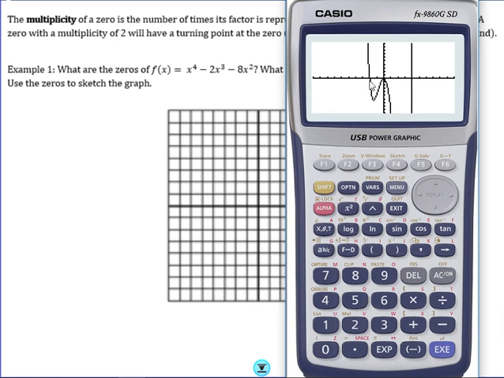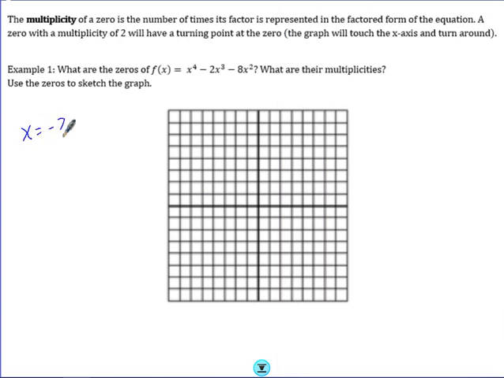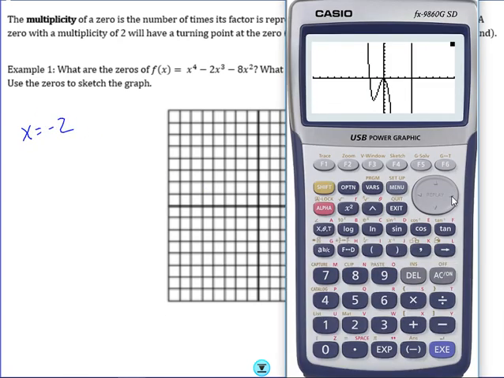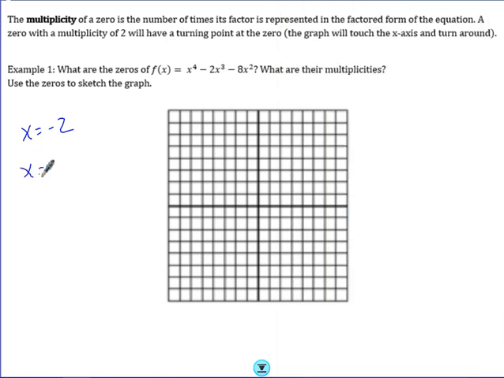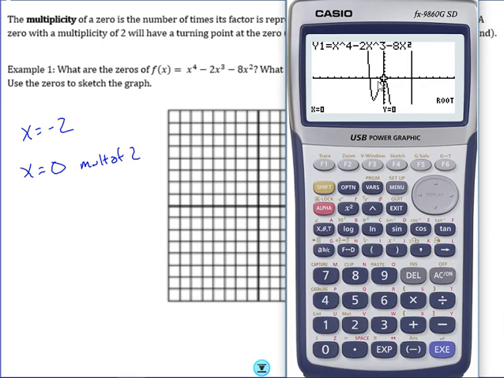So if I look at this graph, I count 1, 2, 3 zeros, 3 places where it crosses the x-axis. And this one right here, whatever this is, has a multiplicity of 2 because it hits the x-axis and then turns around. So we're going to find the zeros the same way you did with quadratics. We're going to do G-Solve and Root, and I'm going to write them down. So I have a 0 at x equals -2. Then I use my arrow to go over. I have a 0 at x equals 0. And this one has a multiplicity of 2 because that's where the graph hits the x-axis and then turns around.